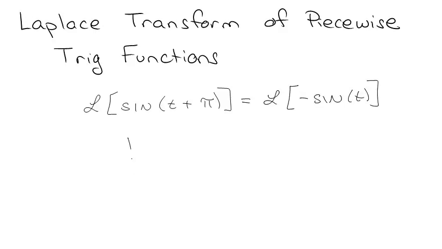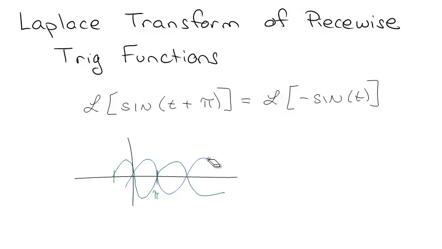So anyway, the idea is you should be able to look at that and go, well, that's just the same thing as the Laplace of negative sine of t. Because if I graph sine, it looks like this, but if I shift it to the left by pi, it still looks like this, which basically means it just looks like the opposite. So now that's just negative sine of t, so you should theoretically be able to do that.